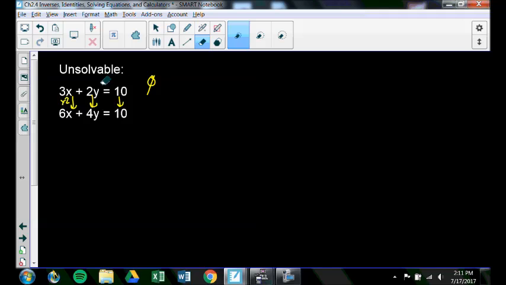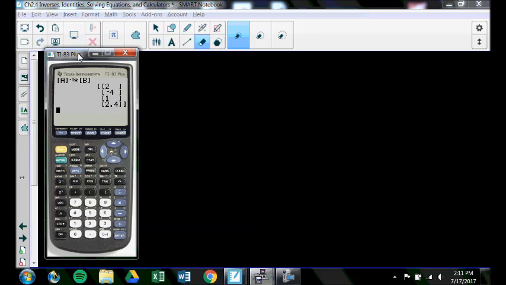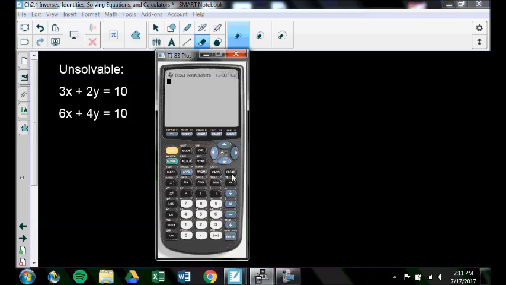But if you do it in your calculator, because maybe the system's really big and you can't see that, or maybe you don't look for that sort of thing, but if you want to do it in your calculator first, I'll just start editing matrix C and D now. C is a 2 by 2, and I'll type in 3, 2, 6, 4. And then D is a 2 by 1, it's 10 and 10.